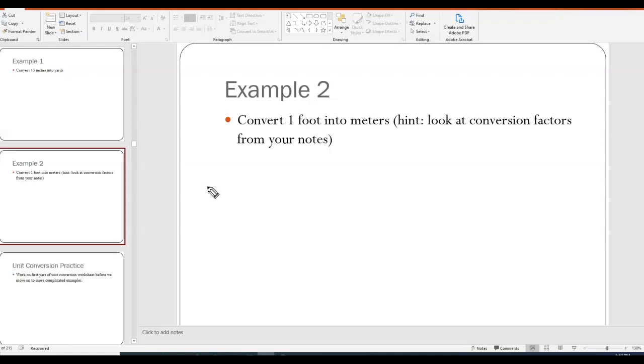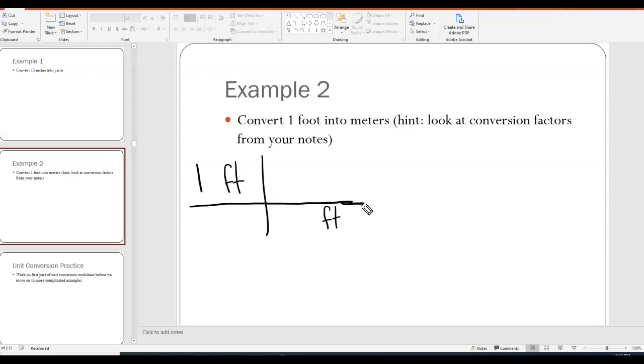Okay, so let's see if we got this correct. We start with our given. We have 1 foot. I know if I have feet on the top, I have to have feet on the bottom. And now I'm thinking, well, I don't know feet to meters. That's not on my list. I know feet to inches, of course. And if you look in your notes, you should also notice that you have inches to centimeters, right? Because 1 inch is exactly 2.54 centimeters. And I know centimeters to meters because that's just one of my SI prefixes.